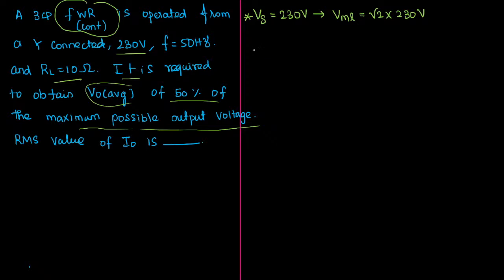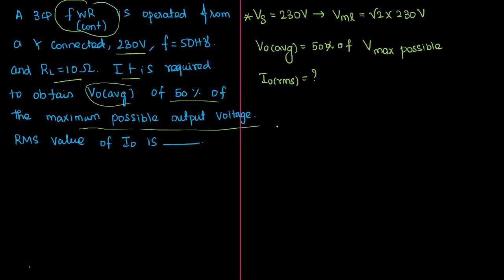What I understood from this statement is V0 average is equal to 50% of the maximum possible output voltage. Then what is the expected value of output RMS current?